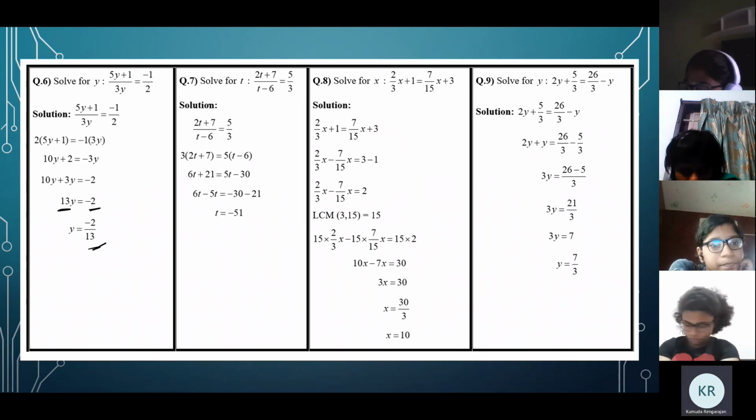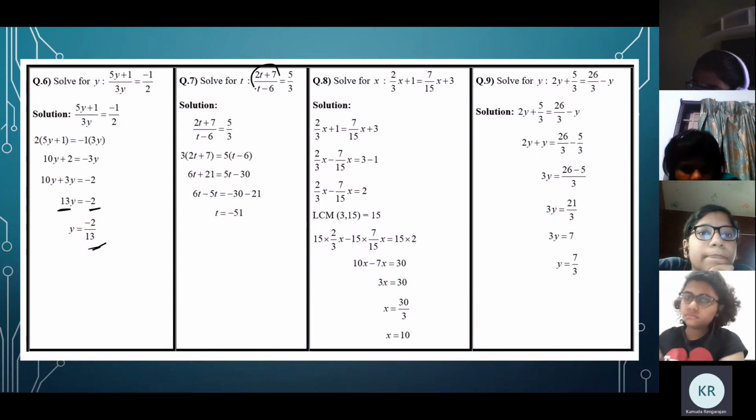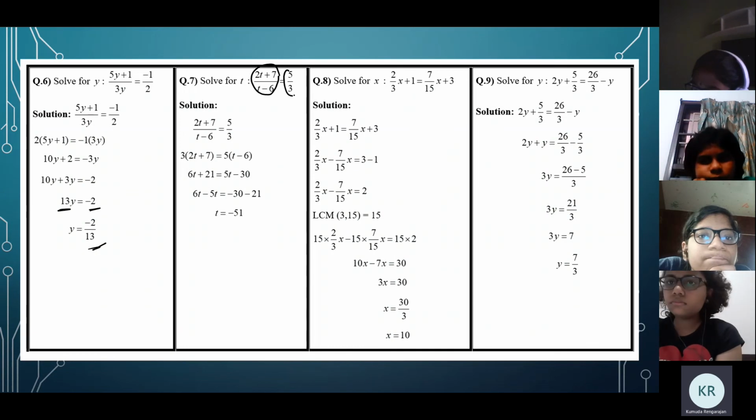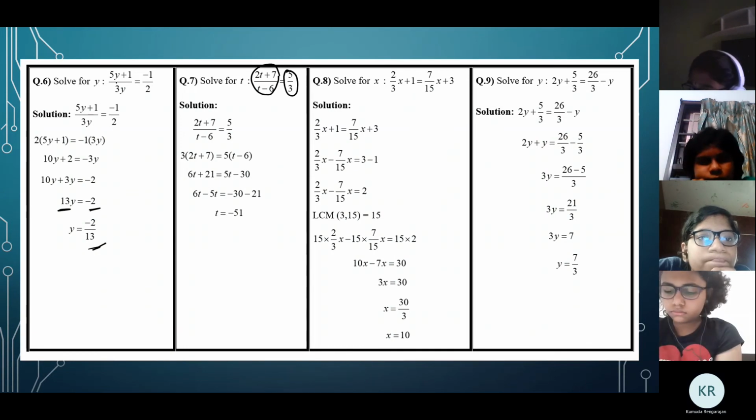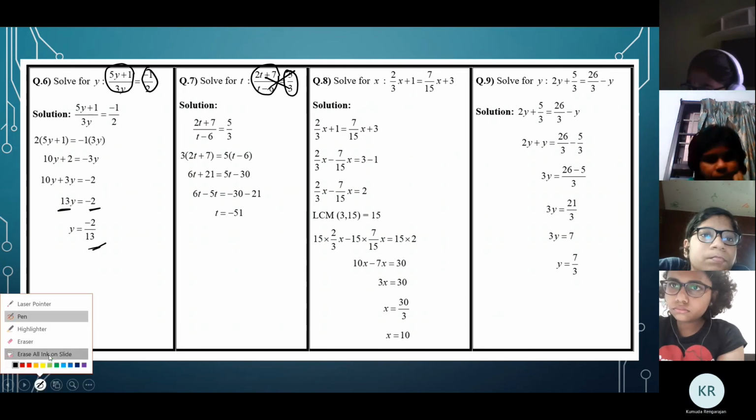See the next one, children. That's also by cross multiplying, because you can see that there's only one fraction in the LHS and one fraction in the RHS. Here also only one fraction in the left hand side, one fraction in the right hand side. So we cross multiply. Please go to the sixth one, seventh one.